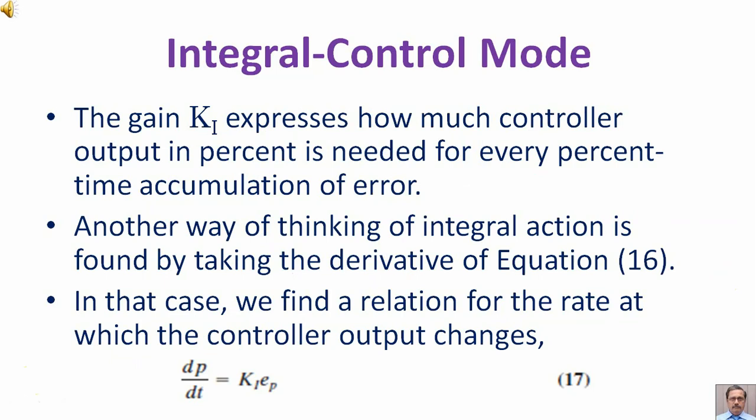error. Another way of thinking of integral action is found by taking the derivative of equation 16. In that case, we find a relation for the rate at which the controller output changes. This is equation 17.